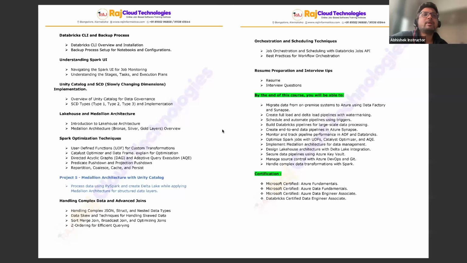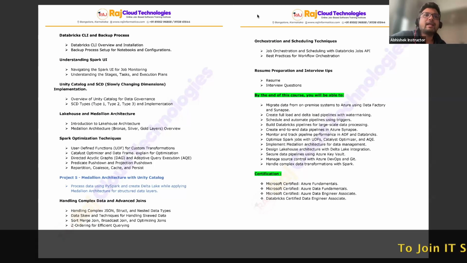By the end of the course, you will be able to migrate the data. You will be able to create a full load or delta load pipeline. If you register for both of the courses, you will be able to do Spark optimization, create the lakehouse architecture in Databricks and all of that, right?